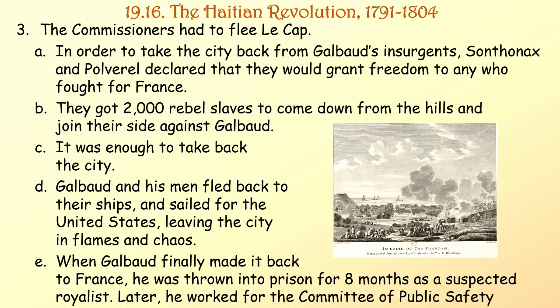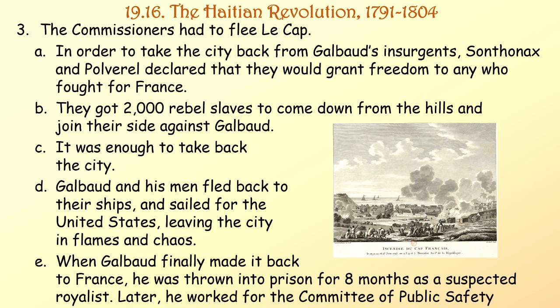In order to take the city back from Galbaud's insurgents, Sonthonax and Polverel declared that they would grant freedom to any who fought for France. They got 2,000 rebel slaves to come down from the hills and join their side against Galbaud, and that was enough to take back the city.